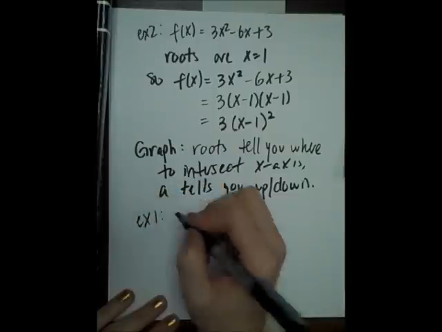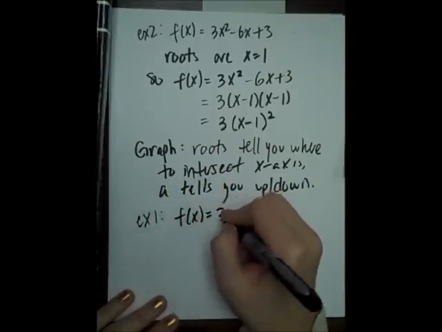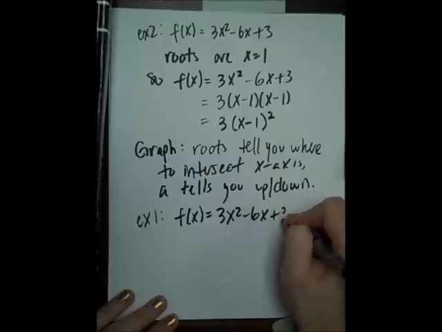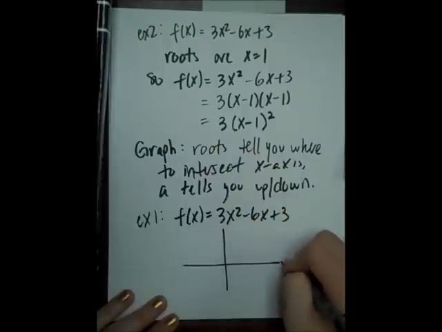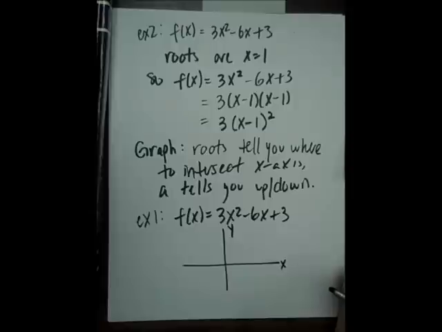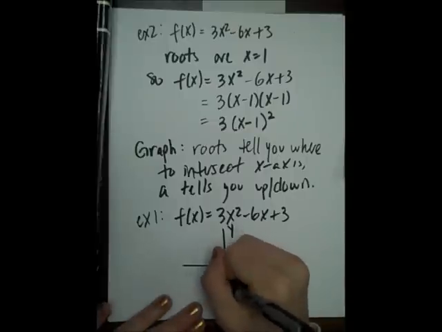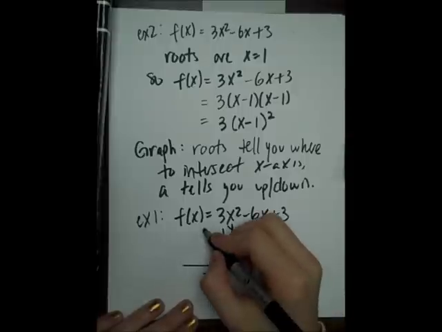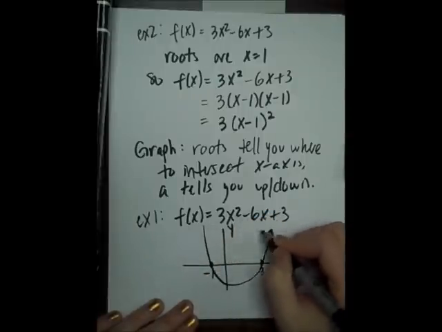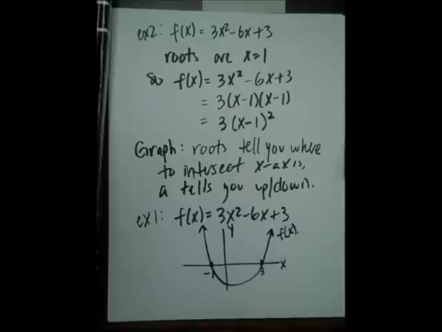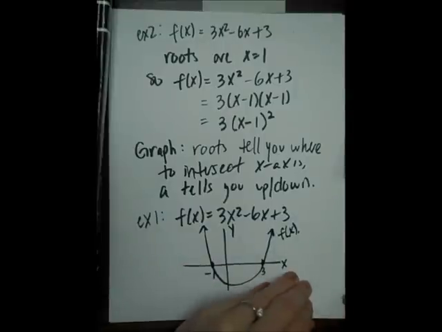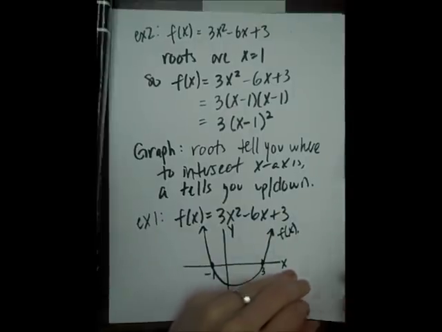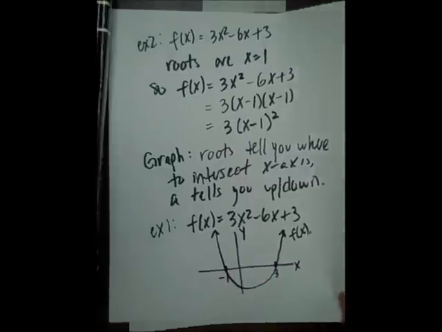So go back up to our example 1. Example 1 was 3x squared minus 6x plus 3. Let's try to sketch the graph of this. The two roots, if you remember, were 3 and -1. So here's -1, here's 3. I also know that a here is positive. That means it's going to be an upward facing parabola. So I could sketch my graph to be something like this. Once I find my two roots, that tells me where I intersect the x-axis. A here was positive, so it faces up.